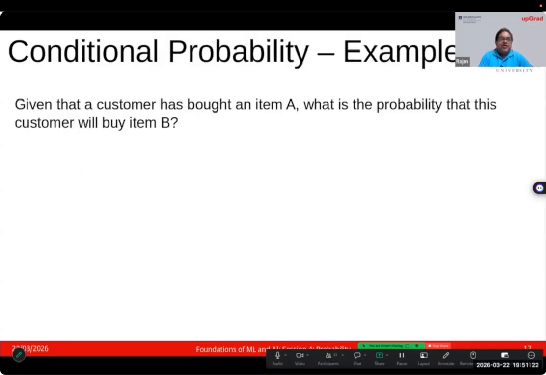So here is another question. Given that a customer has bought an item A, what is the probability that this customer will buy item B? This is like a recommendation system. This is exactly the question that recommendation systems will look at. You look at all customers who bought item A and also item B, and then normalize with respect to the customers who bought item A. That gives this conditional probability. So all these possibilities are there.